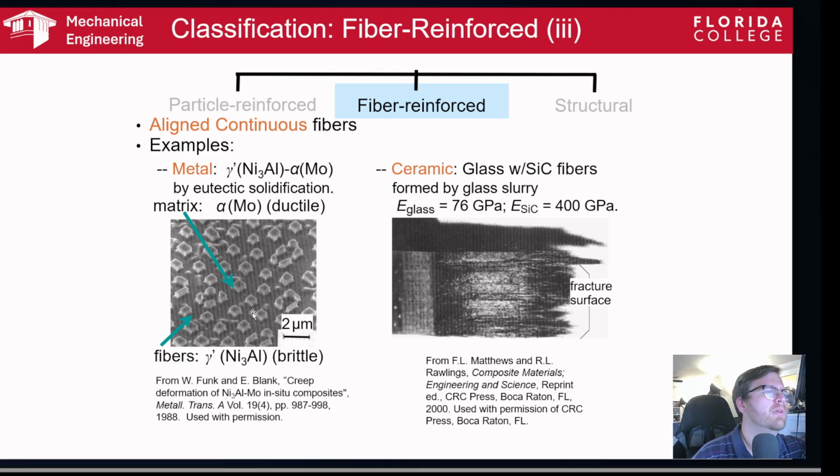Okay. So this would be a pretty advanced material. And then here's a glass with silicon carbide fibers. Here we have a ceramic matrix with silicon carbide, which is also a ceramic, as fibers inside of it, and this is formed with a glass slurry. So you have molten glass that you form around these fibers, and then you let it solidify. The Young's modulus of the glass is only 76 gigapascals, but the silicon carbide has a Young's modulus of 400 gigapascals. So adding the silicon carbide adds to the stiffness of the material quite a bit.